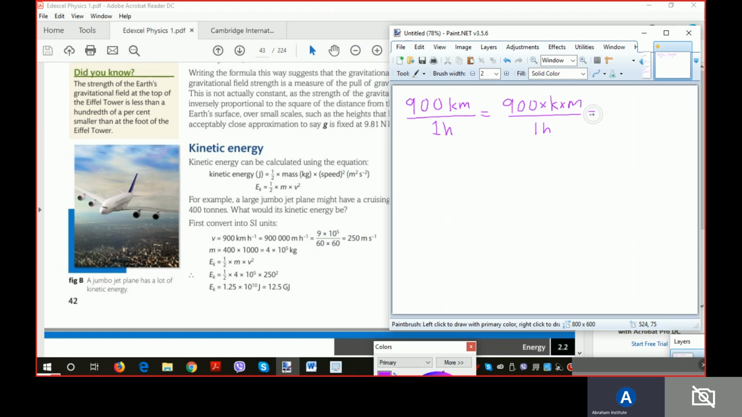Now we know the numerical value of k, which is 1000. So we write 900 into 1000 into m, divided by, now 1 hour is how many? 3600 seconds. Again, if you're not sure, you can convert from hours to minutes and then minutes to seconds. Okay, if you want, we can do it that way also. Okay, we'll try that way.